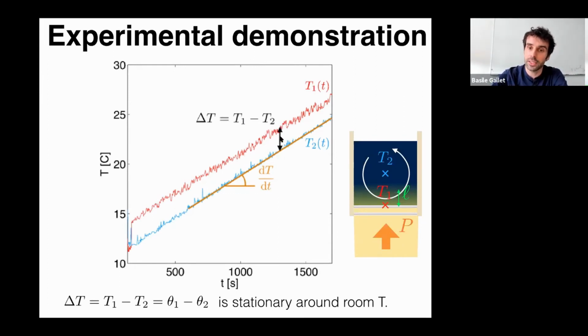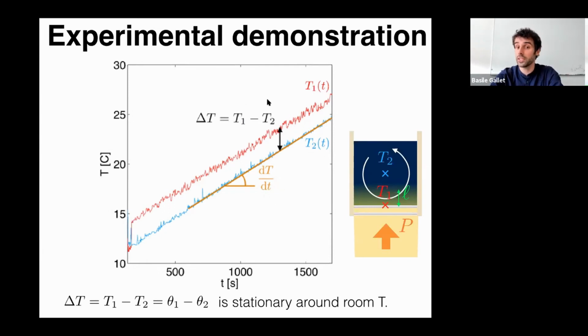And then the delta T, the distance between the two curves, will be stationary, provided we're close enough to room temperature. At first, it's slightly larger because you have some thermal leaks when the temperature is much less than room temperature. But when you're around room temperature, which was 24 Celsius for that example, the two lines appear to be parallel.